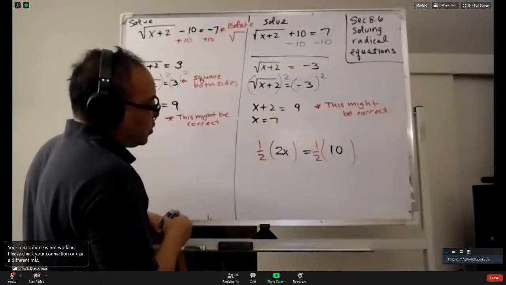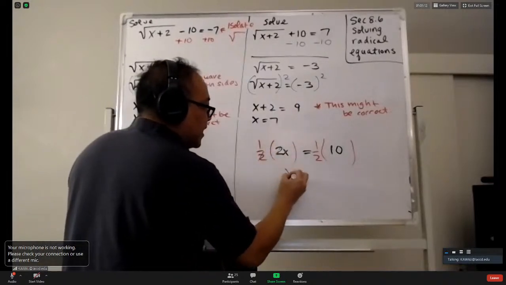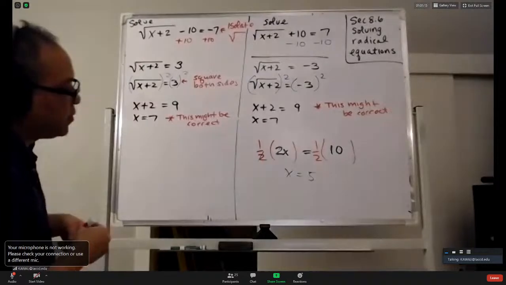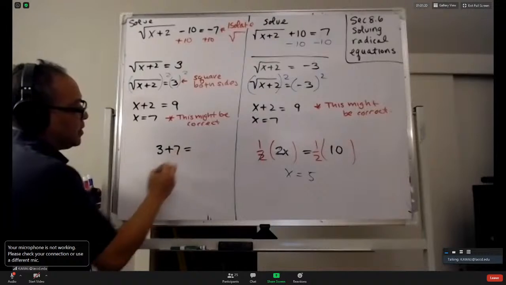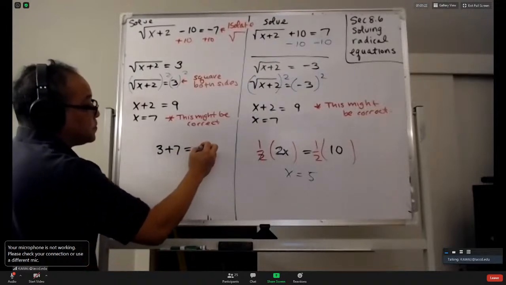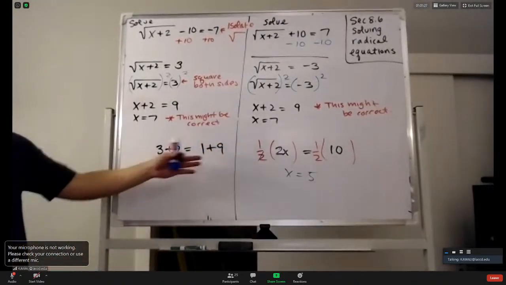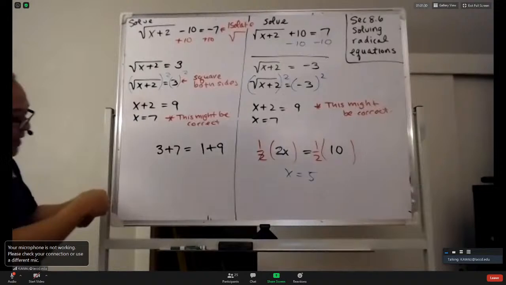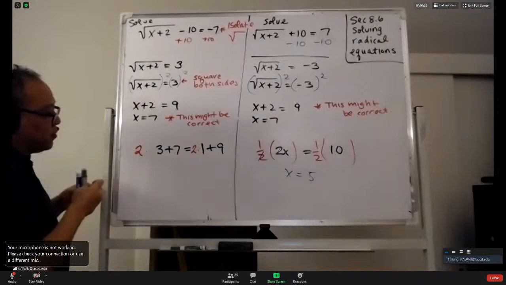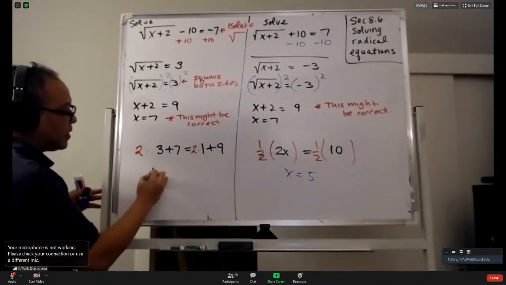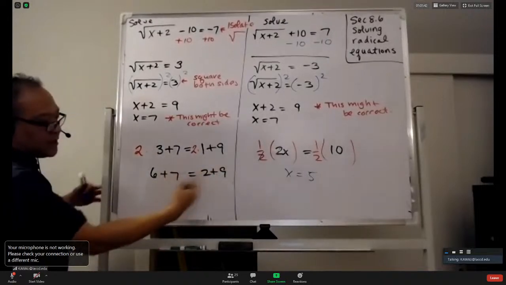So let me show you an example. Okay, so we're used to this, and this and this cancel, and we get x is equal to 5. But let's actually use real numbers. So let's say 3 plus 7 is equal to 1 plus 9. Left side, right side are equal. Now, if I just multiply this side by 2, multiply this side by 2, I get 6 plus 7 is equal to 2 plus 9. 13 is not equal to 9.